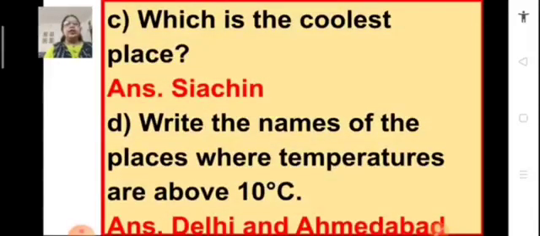C, which is the coolest place? Answer is Siachen, because its temperature is lowest, that is minus 10 degrees Celsius. D, write the names of the places where temperatures are above 10 degrees Celsius. So Delhi has 20 degrees Celsius, Ahmedabad is 30 degrees Celsius. That means temperature of Delhi and Ahmedabad is higher than 10 degrees Celsius.